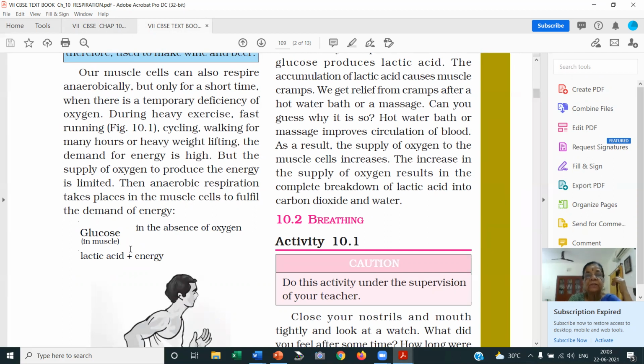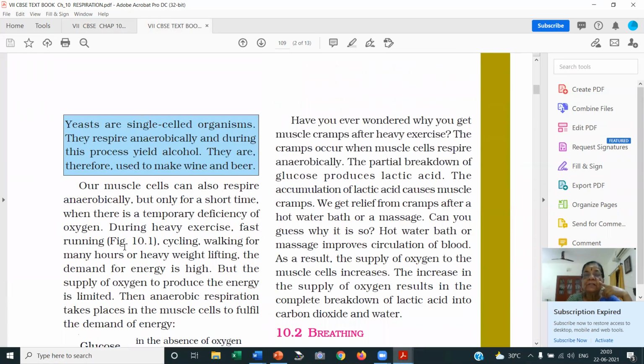Respiration in human muscle cells. Cramps occur when muscle cells respire anaerobically. Partial breakdown of glucose produces lactic acid. The accumulation of lactic acid causes muscle cramps, and we get relief from cramps after a hot water bath or massage.